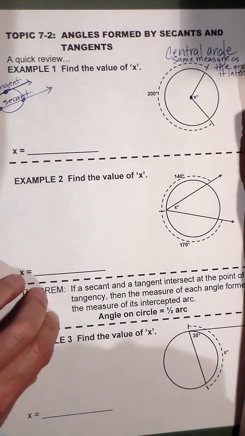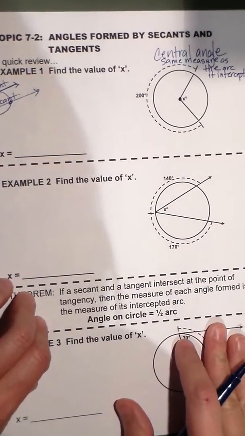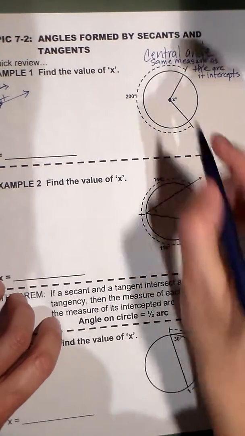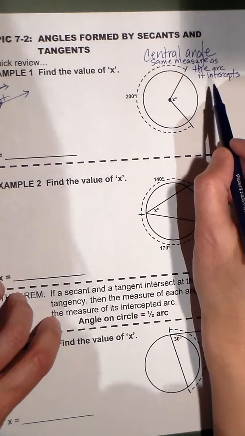As the arc it intercepts. Okay, so the central angle has the same measure as the arc it intercepts.